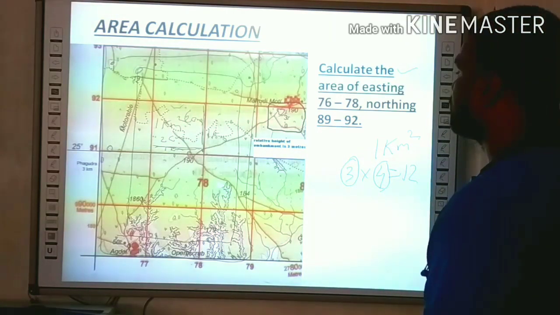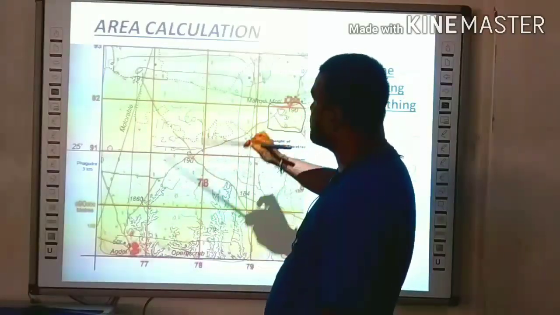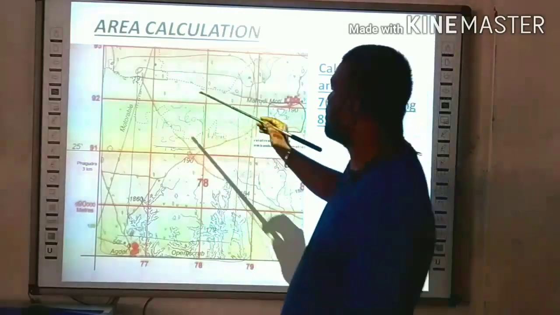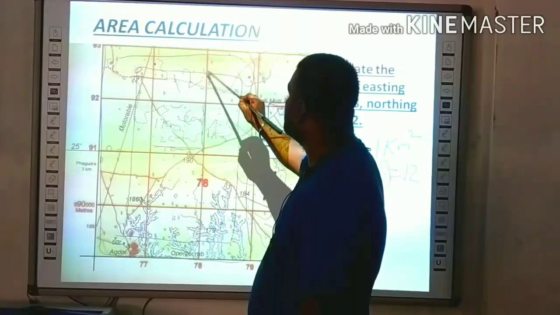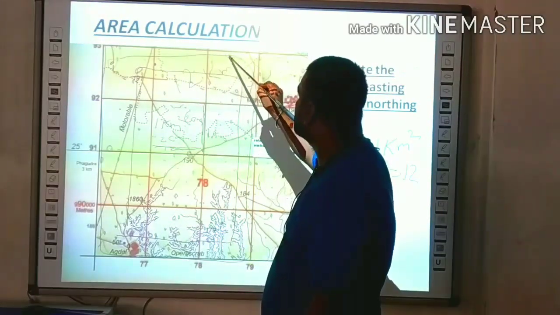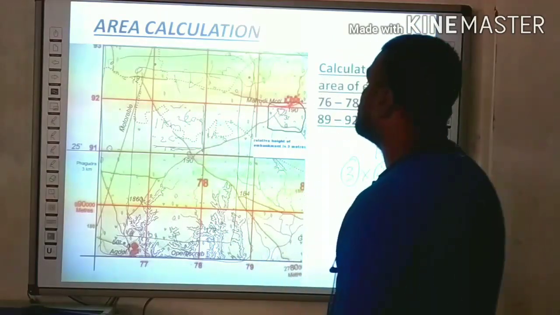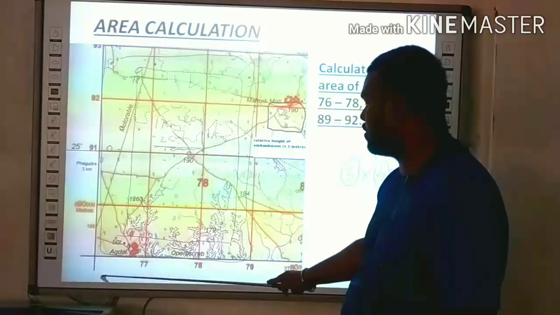Now these are the 12 grids: 1, 2, 3, 4, 5, 6, 7, 8, 9, 10, 11, 12. Now if the area of one box is 1 kilometer square, then what will be the area of 12 boxes, or 12 grids? It will be 12 kilometer square.